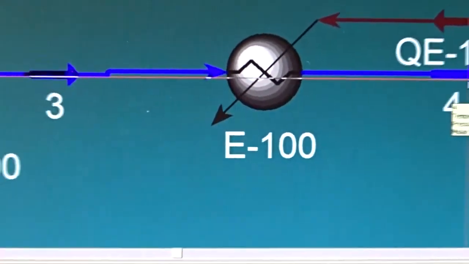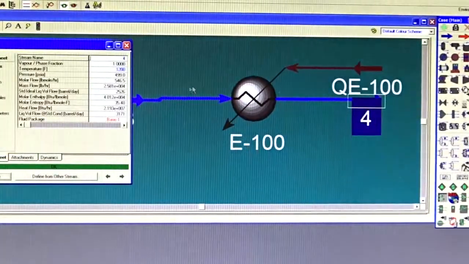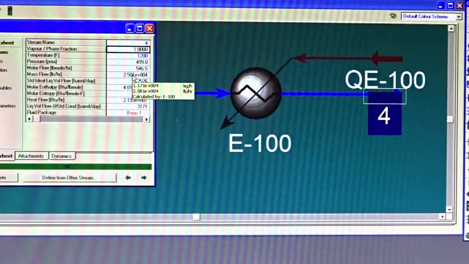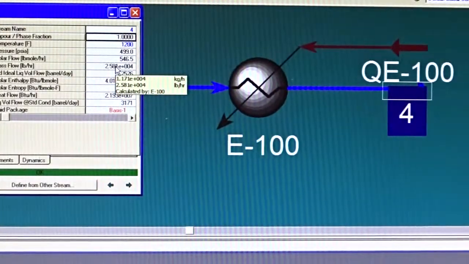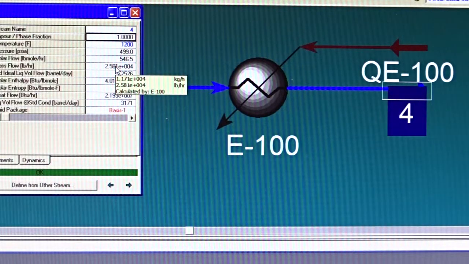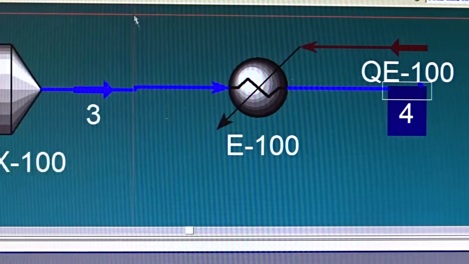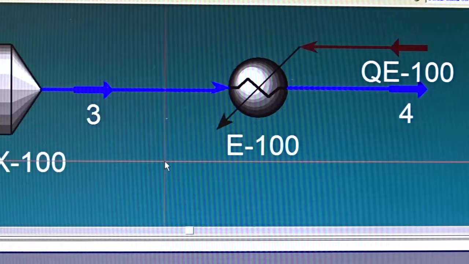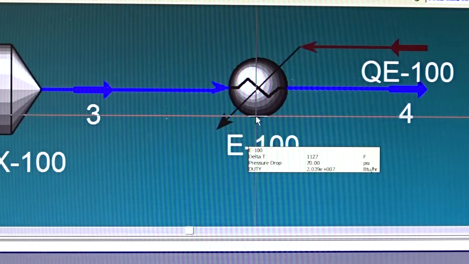Now our feed stream, if we look at it, we can see that the vapor fraction is 1, which means what? The vapor fraction is unity, meaning that we have pure vapor. We don't have any liquid in this stream. While in the feed conditions before the heater, we have almost 50% as liquid and 50% as vapor. So this heater achieved what? It heated the stream and vaporized whatever liquid was there in that stream.